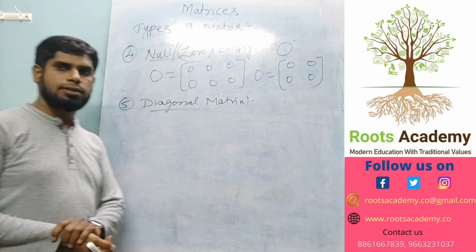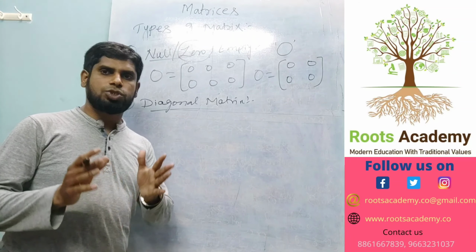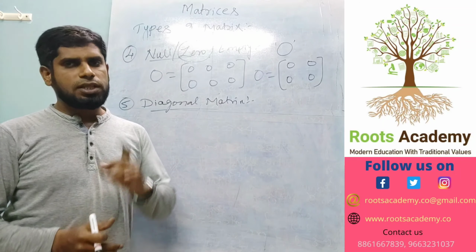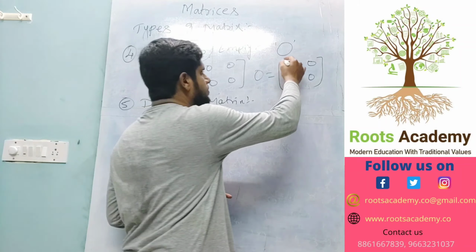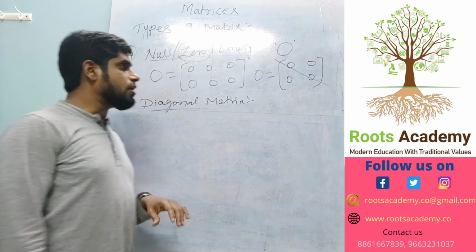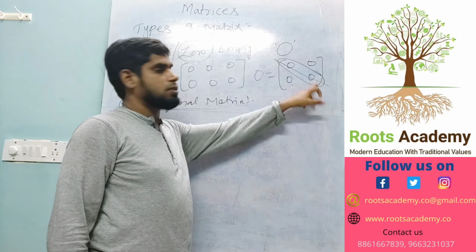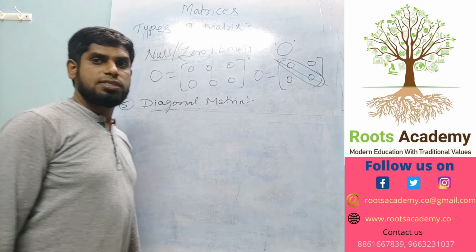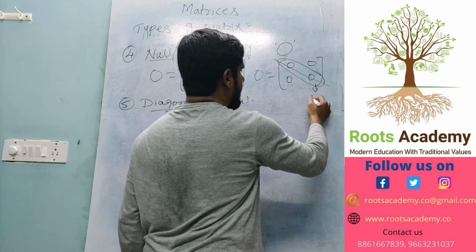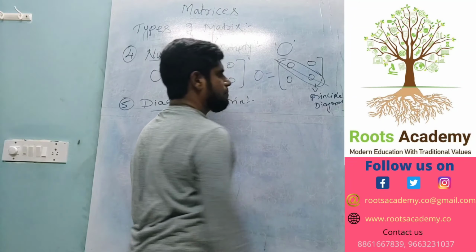Diagonal matrix. In a matrix, if we want to divide it into two equal parts, the only possibility is to cut it diagonally. The diagonal from left to right is called the principal diagonal, and its elements are called the principal diagonal elements.